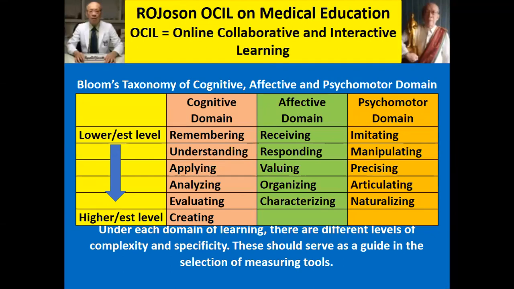Under each domain of learning, there are different levels of complexity and specificity as mentioned, and this should serve as a guide in the selection of measuring tools. Example, in the cognitive domain, from lowest level to the highest level, you have remembering, understanding, applying, analyzing, evaluating, and creating. And then in the affective domain, these are different levels: receiving, responding, valuing, organizing, and characterizing. And then in the psychomotor domain, from lowest to the highest level, imitating, manipulating, precising, articulating, and naturalizing.